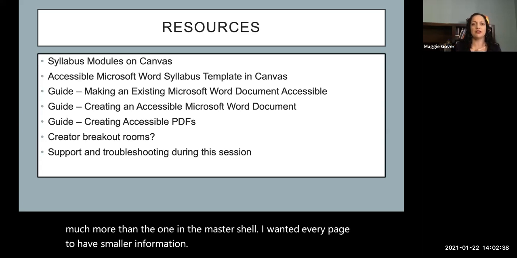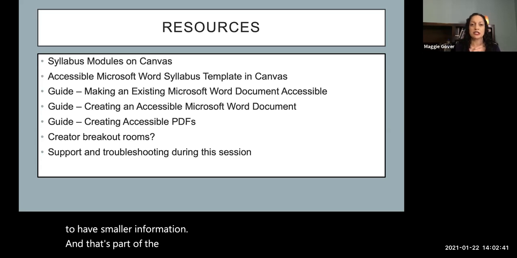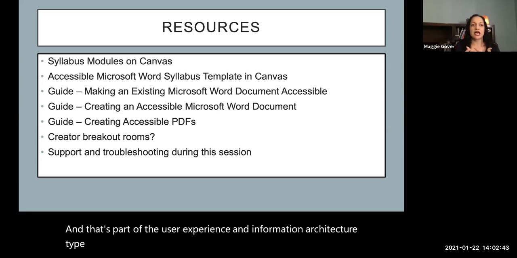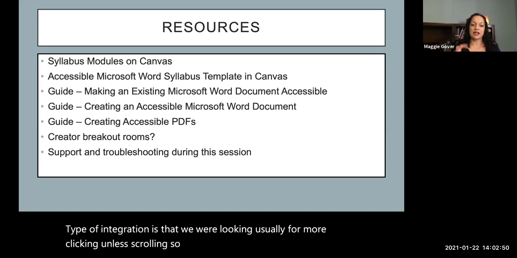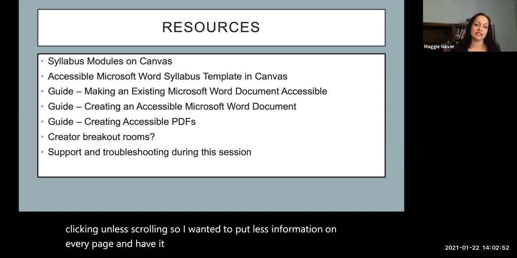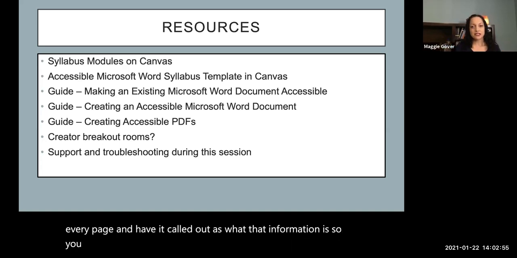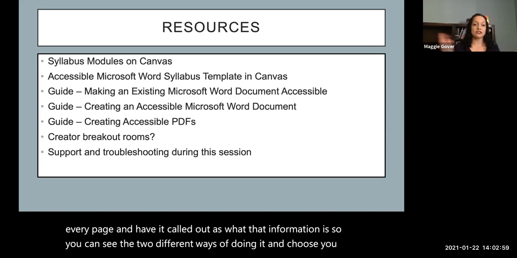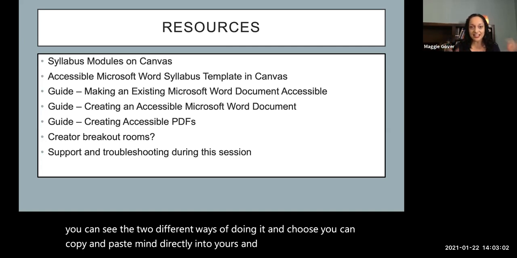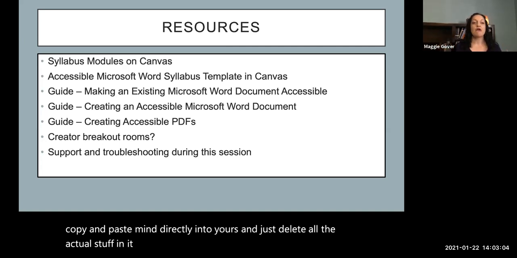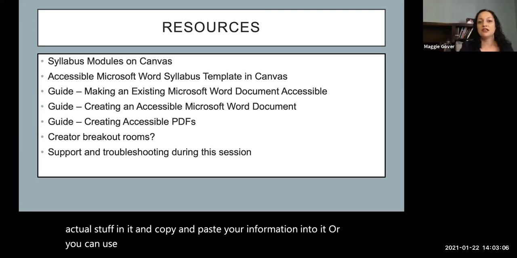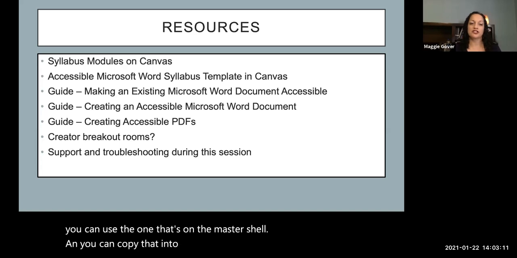That's part of the user experience and information architecture type of integration, that we're looking usually for more clicking and less scrolling. So I wanted to put less information on every page and have it called out as what that information is. So you can see the 2 different ways of doing it and choose. You can copy and paste mine directly into yours and just delete all the actual stuff in it and copy and paste your information into it, or you can use the one that's on the master shell, and copy that into your course shell and do it from there.